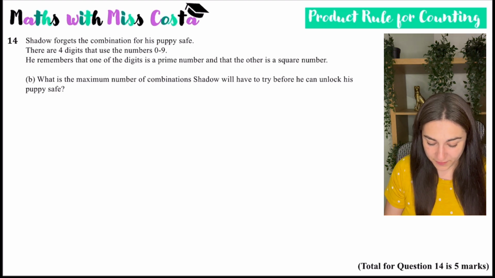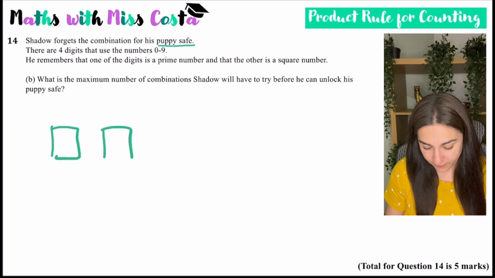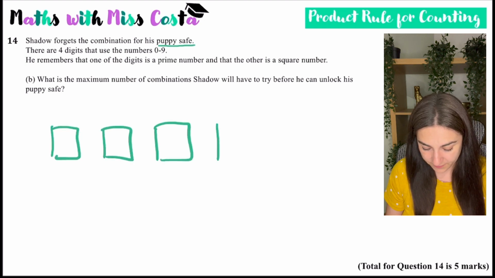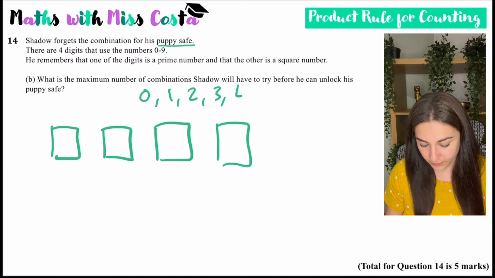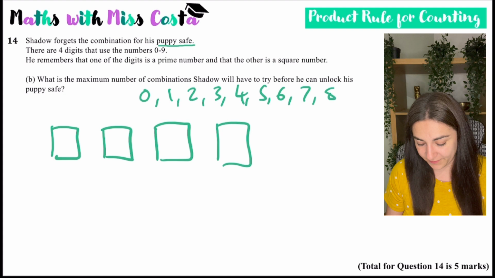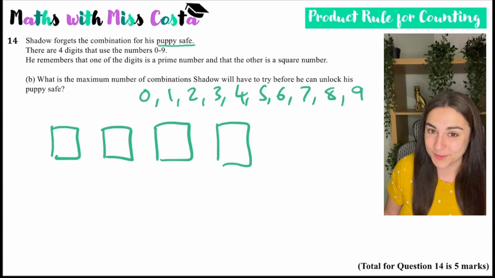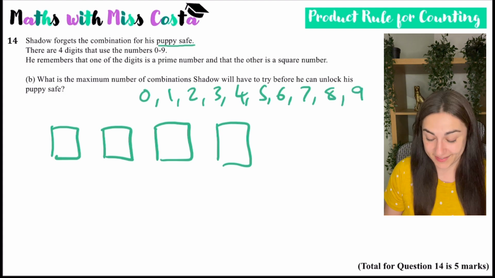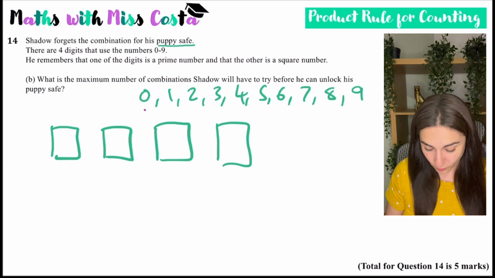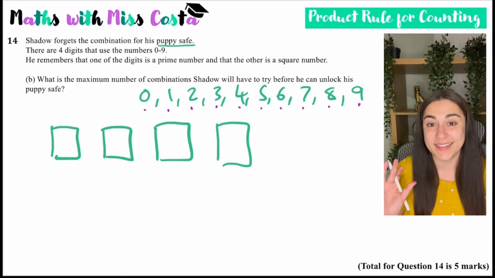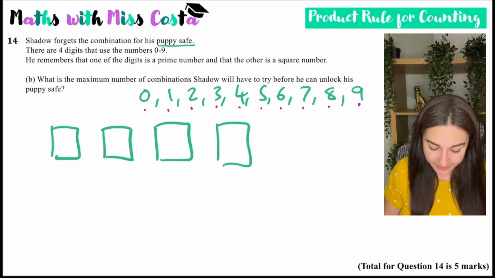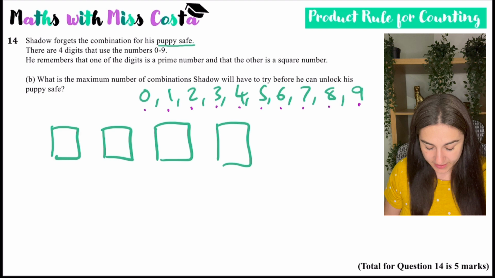So Shadow forgets the combination for his puppy safe. There are 4 digits on the safe, and they use the numbers 0 to 9. So 0, 1, 2, 3, 4, 5, 6, 7, 8, 9. I'm writing these out because many people get questions like this wrong because they think there's only 9 options. If it's the numbers 0 to 9, you've got 10 options. So there are 4 digits that use the numbers 0 to 9.